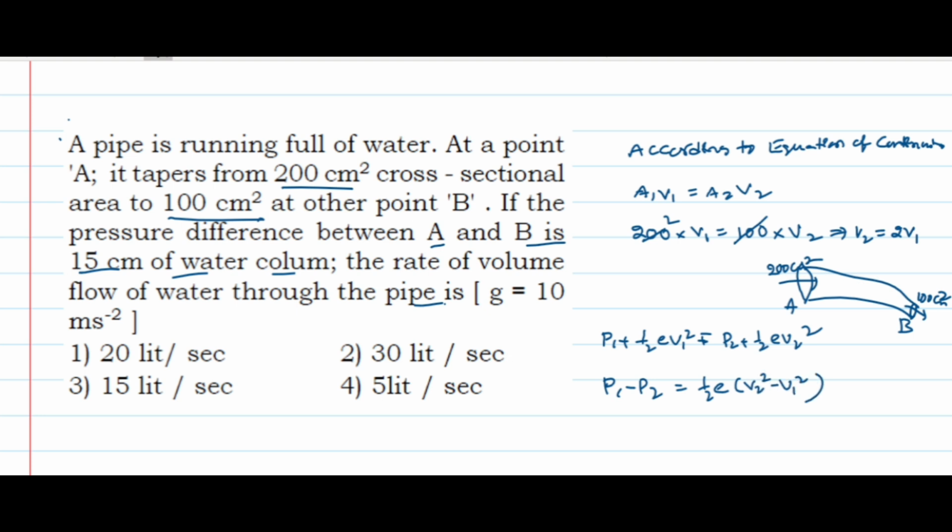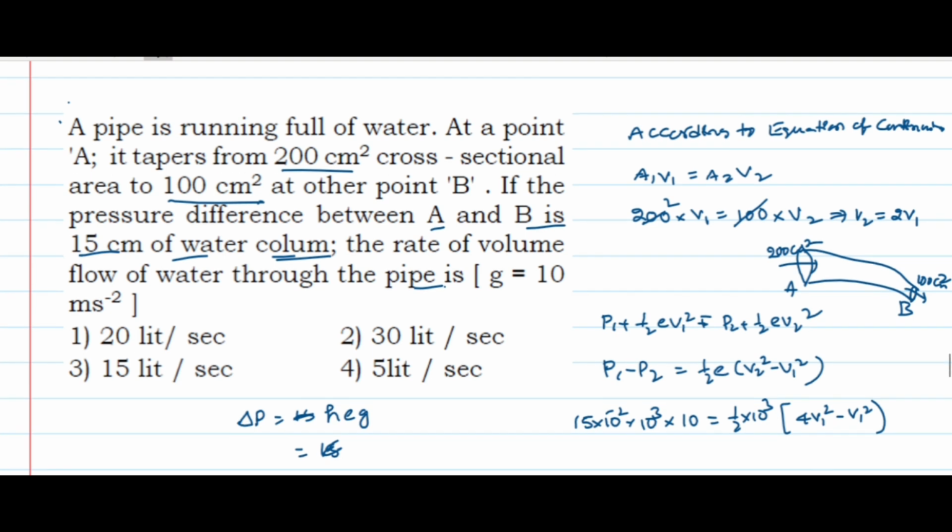Initially the pressure difference is given as 15 centimeter of water column. So delta P equals h rho g, the height of the water column, which is the formula we apply here. 15 centimeter means 15 into 10 power minus 2. Rho is the density of water, 10 power 3, and g is 10. On the other side, V2 square is 4 V1 square minus V1 square.